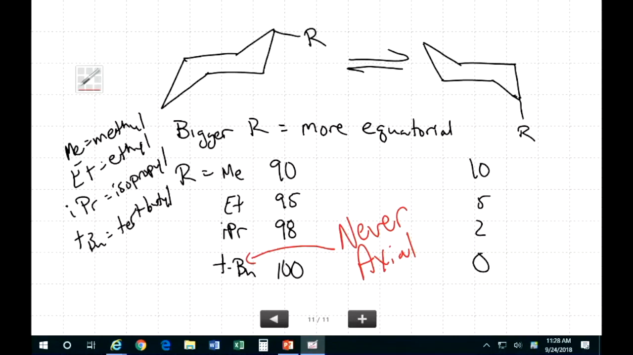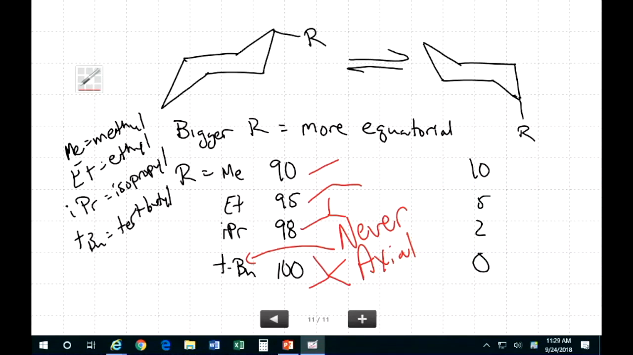Going from methyl to ethyl to isopropyl to tert-butyl, tert-butyl is just way too big to be axial. So you always, always, always have it be equatorial. As your groups get bigger, there's a greater and greater preference for them to be equatorial. So those are all the takeaways I wanted you to get for cyclohexanes. Equatorial is always more stable when it's monosubstituted.